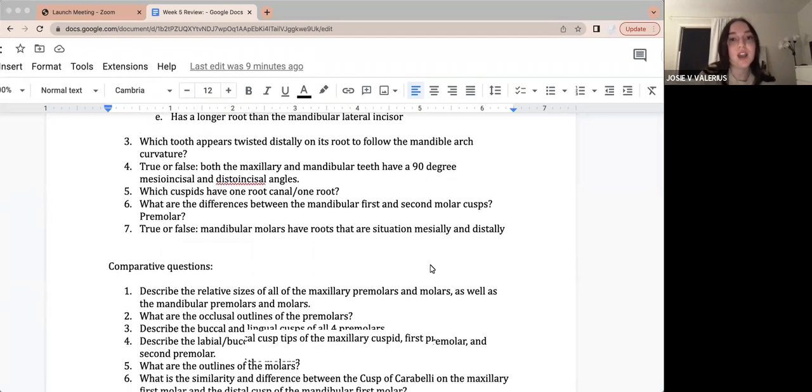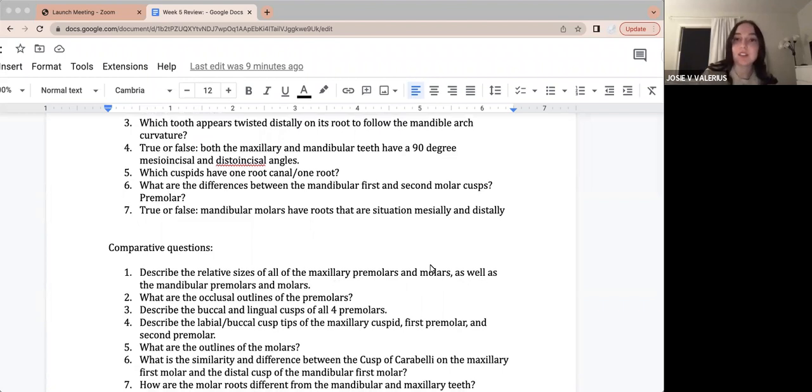Okay, true or false? Both the maxillary and mandibular teeth have a 90-degree mesioincisal and distoincisal angles. So this one is actually false. The mandibular, oh, you know what? I just realized it should be central incisors. I'm so sorry. Okay, let me rephrase. Both the maxillary and mandibular central incisors have a 90-degree mesioincisal and distoincisal angles. I'm so sorry, that was probably confusing.